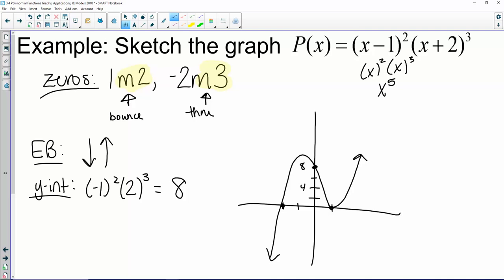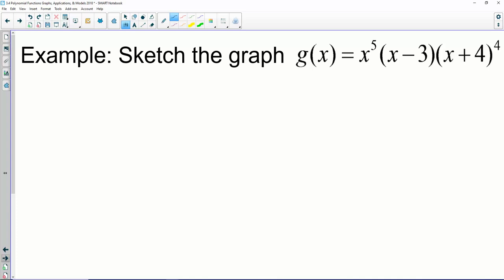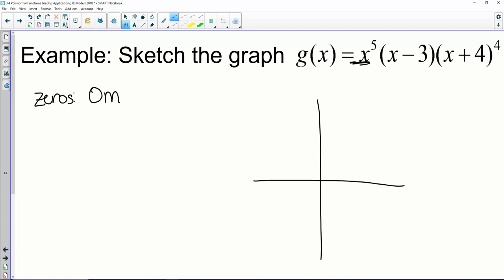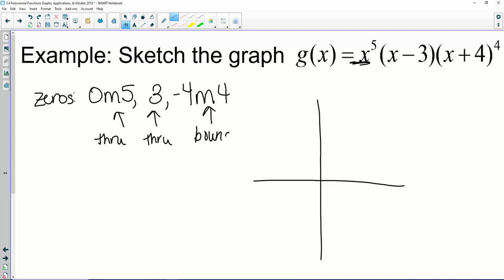Why don't you guys take a second, look at the next one, see if you can draw that graph. And if we do okay, then we're done. What makes this equal 0? 0, but it's to the 5th power, so it's 0 multiplicity of 5. What makes x minus 3 equal 0? What about x plus 4? Okay, both of these have an odd multiplicity. 5 and 1 are odd, so it will go through both of those. But here the multiplicity is 4. 4 is even, so that will bounce.